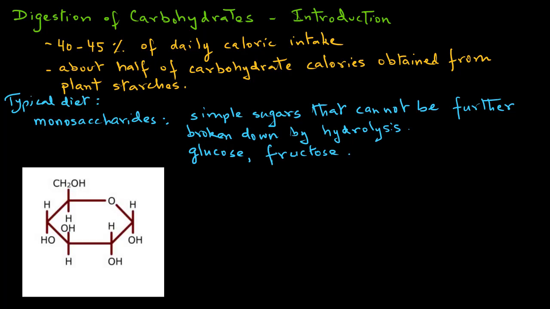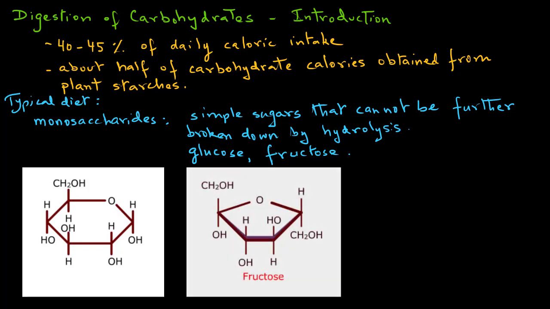Here is a molecule of glucose, and here we see a molecule structure for fructose. Note that we get glucose from fruit or honey or grapes. Similarly, we get fructose from fruit juices and honey.